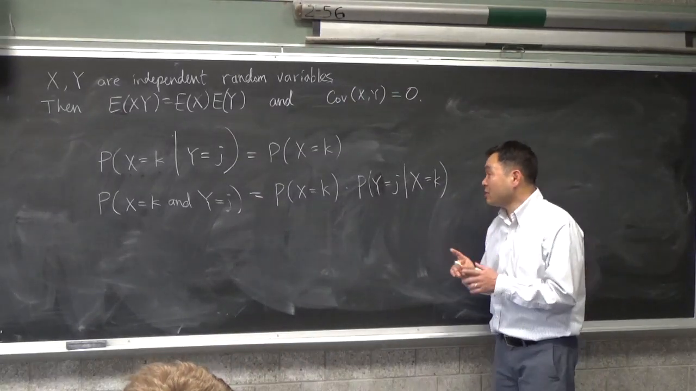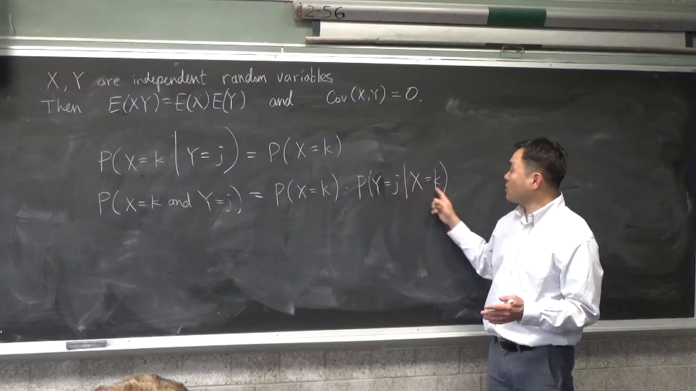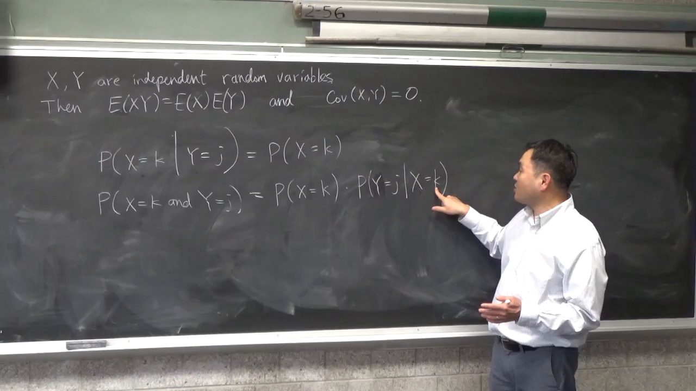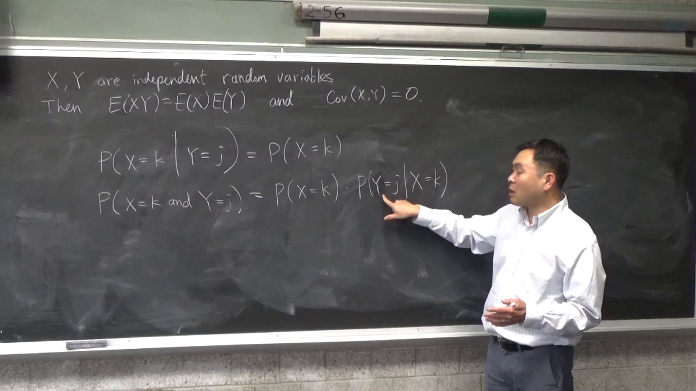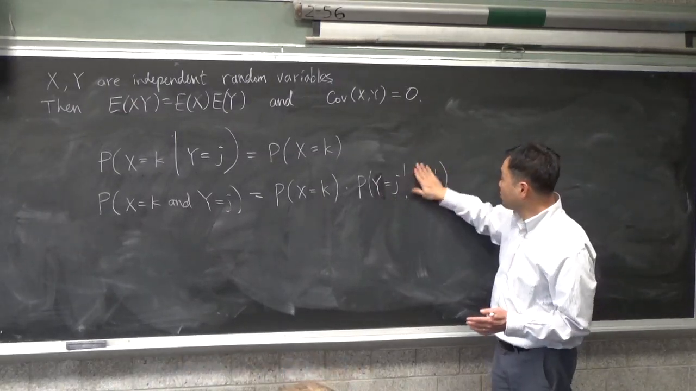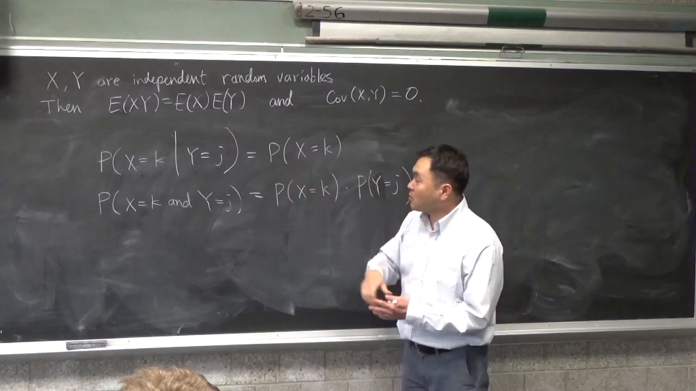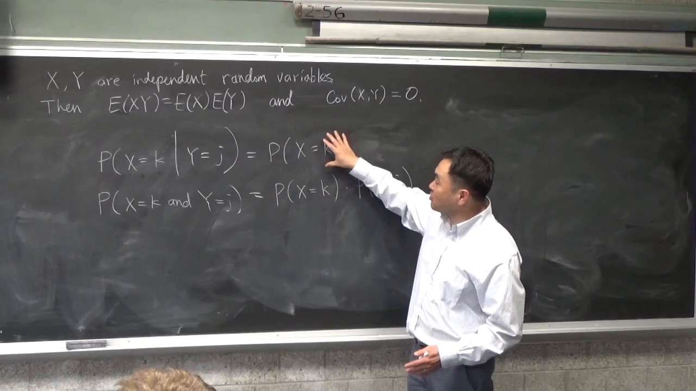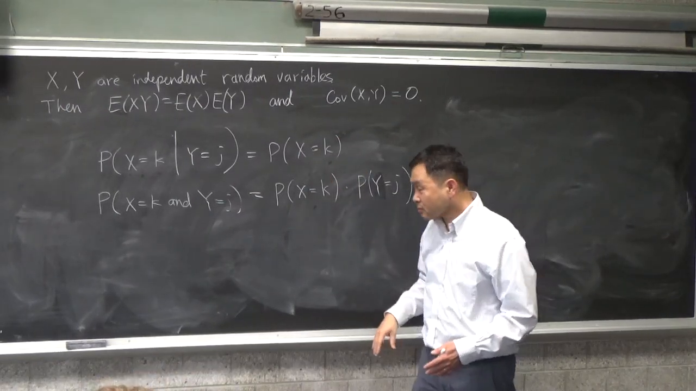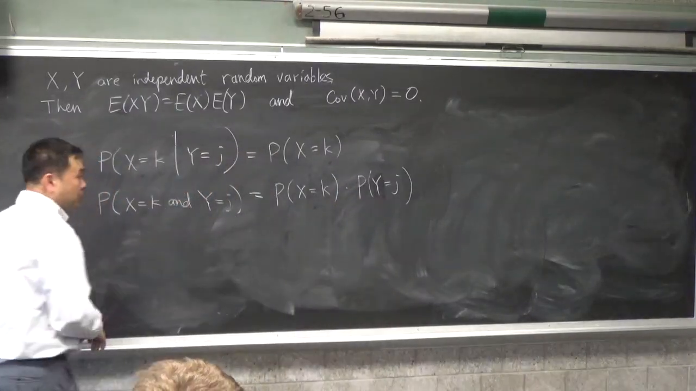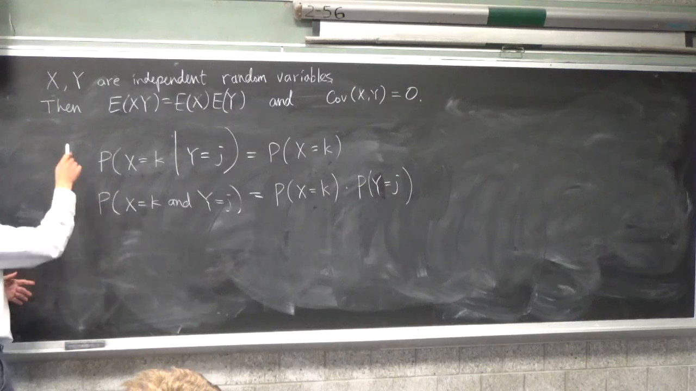But if X and Y are independent, then knowing that X is equal to k is not going to affect the probability of Y being j, so you can just delete this because it's independent. And these two are the same thing. See, being independent could be written like this, or it could also be written like this. Okay, and we are actually going to use this property to show the first thing.